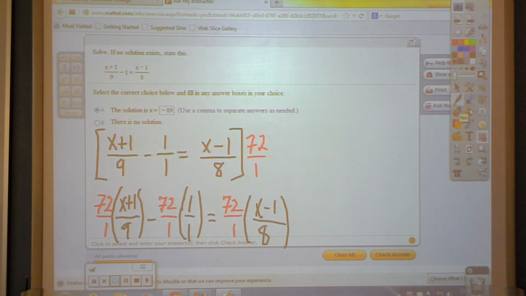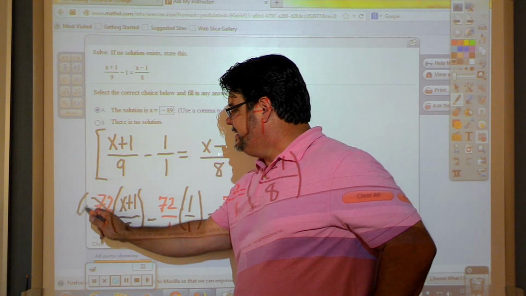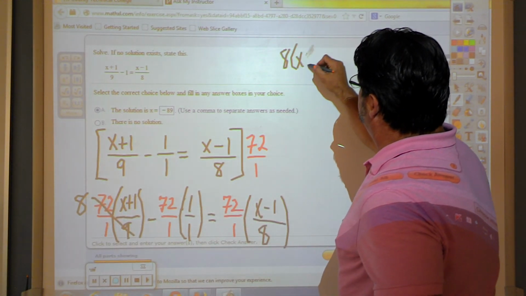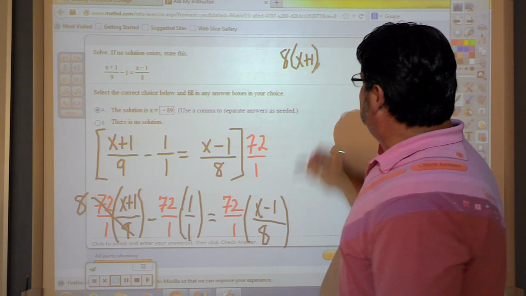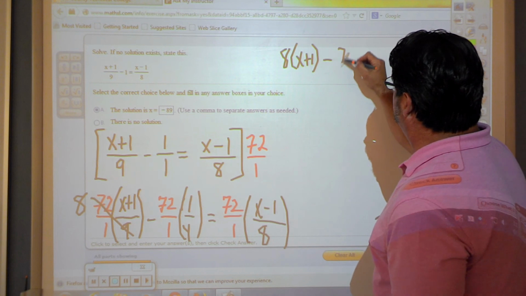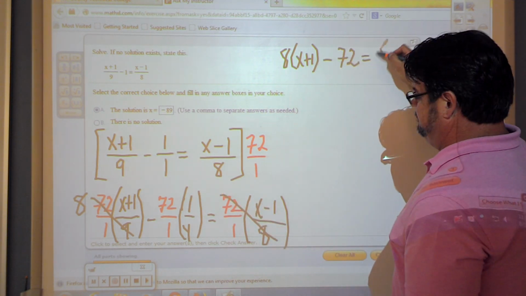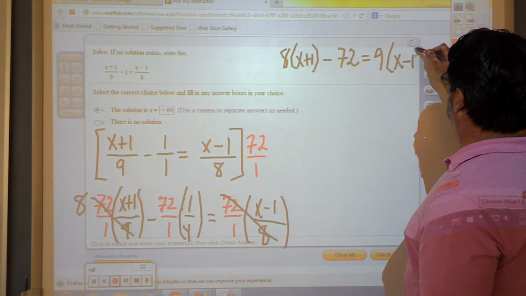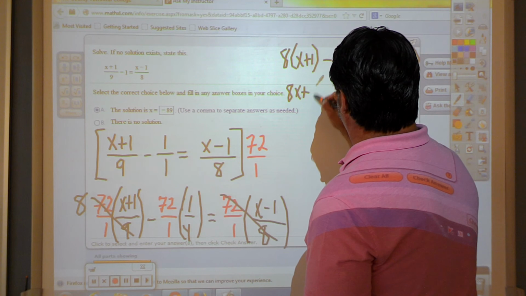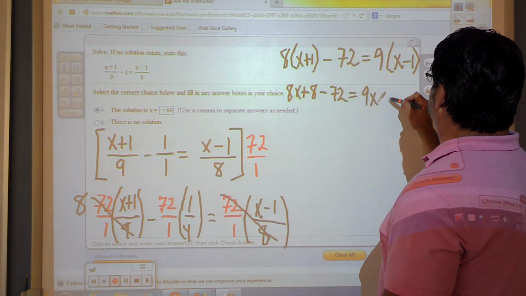And that gives us 72 divided by 9 is 8 times x plus 1, minus 72 equals 9 times x minus 1. 8x plus 8 minus 72 equals 9x minus 9.